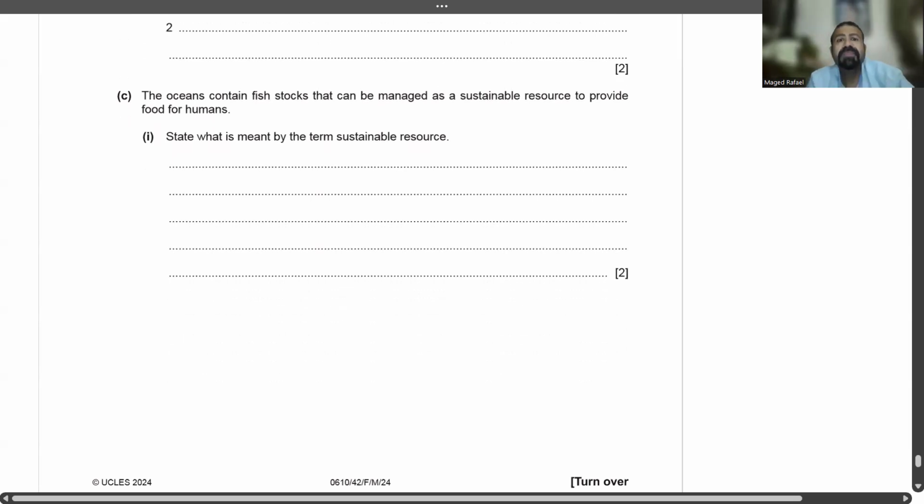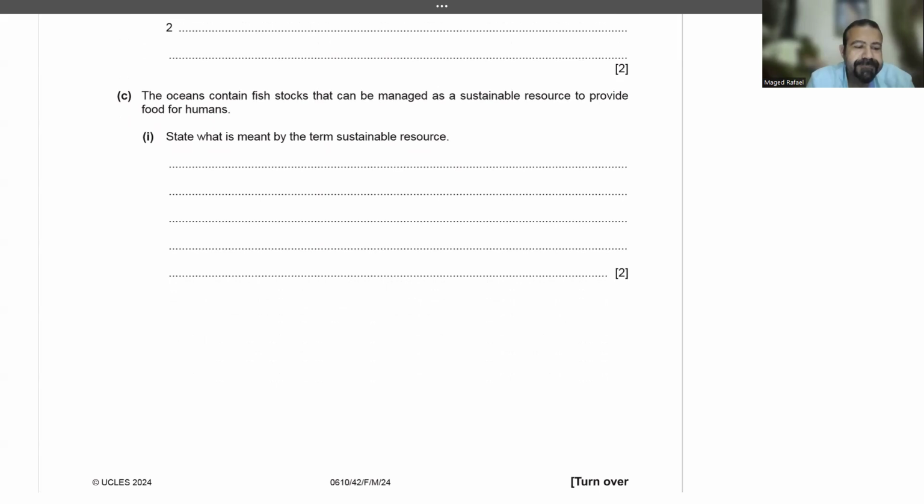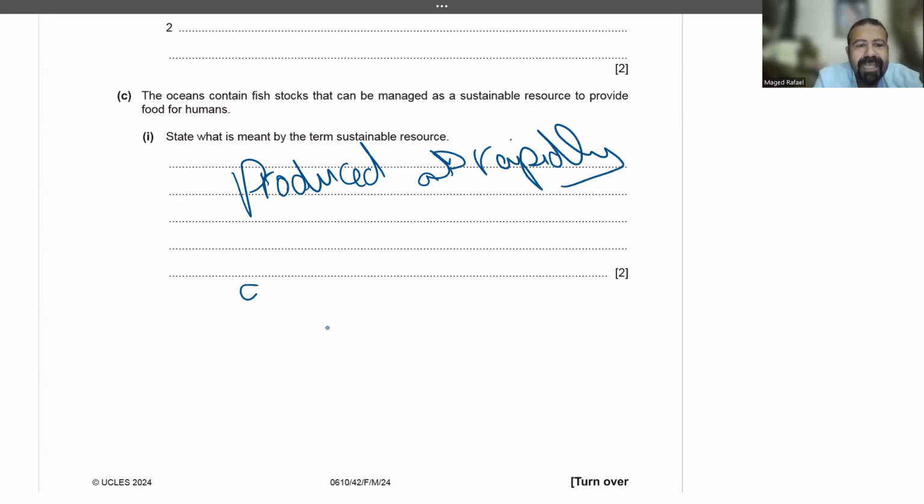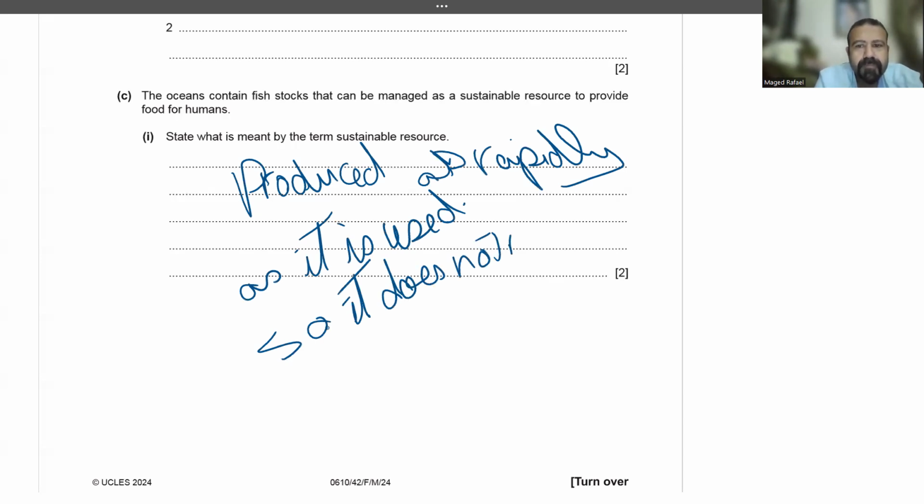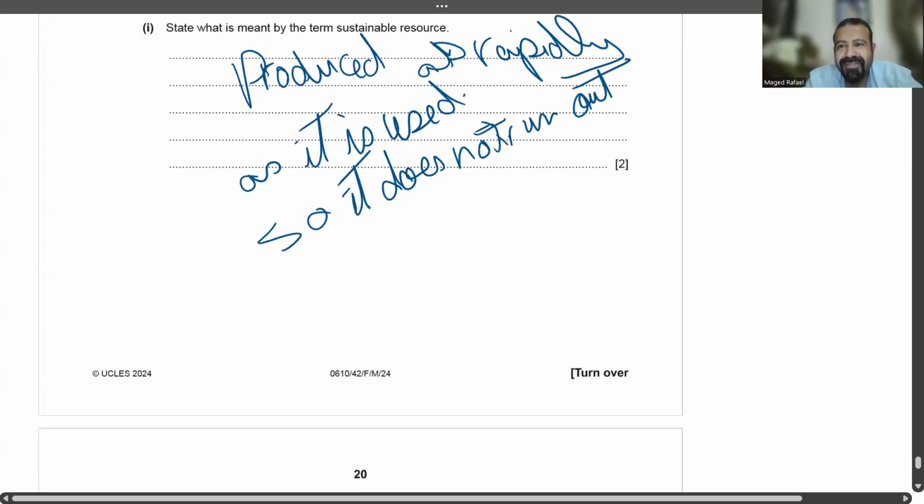What's meant by the term sustainable resources? Resources produced as rapidly as they are used, so they do not run out. Excuse my handwriting, but you know my handwriting well.